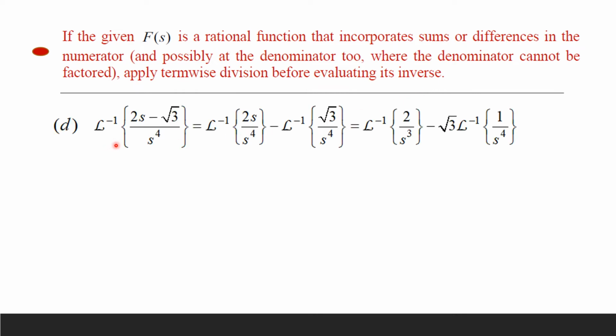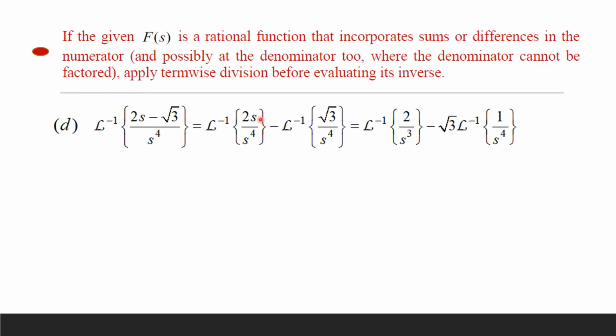Find the inverse of 2s minus square root of 3 divided by s to the power of 4. This is a rational function. The numerator contains a difference of two terms and there is only a single term at the denominator. So we are going to apply termwise division. Take the first term divided by the denominator minus the second term divided by the denominator. So this is equal to the inverse of 2s divided by s to the power of 4 minus the inverse of square root of 3 divided by s to the power of 4.